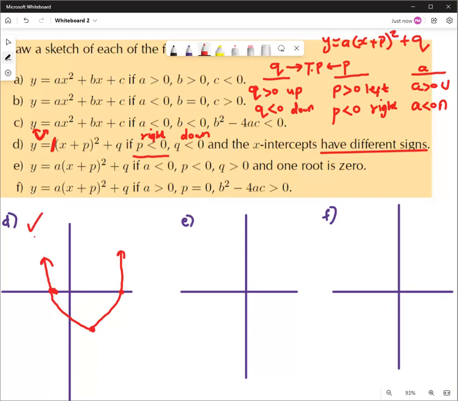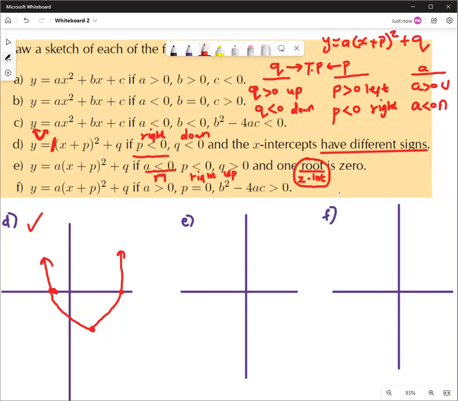Now let's go to E. Okay, E, they say A, it's negative. So A being negative, I know I'm facing down, right? P negative, so I'm on the right here. Q positive, I'm up. And then 1 root is 0. So a root is just x-intercept. Right? If you hear the word root, it just means x-intercept. So these two are the same.